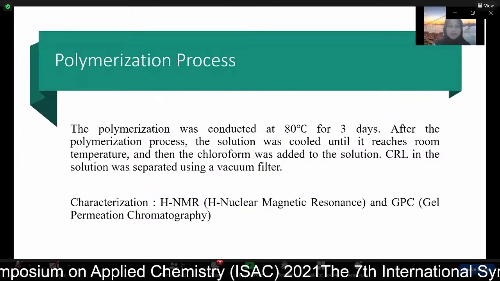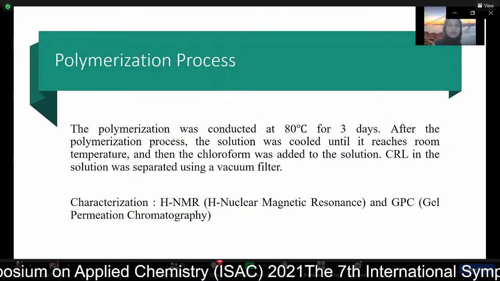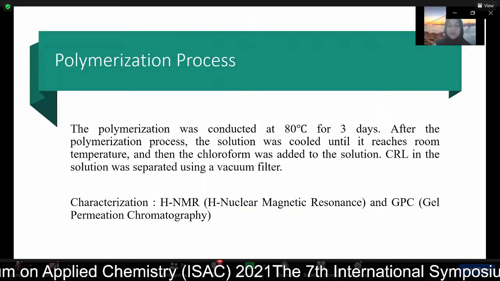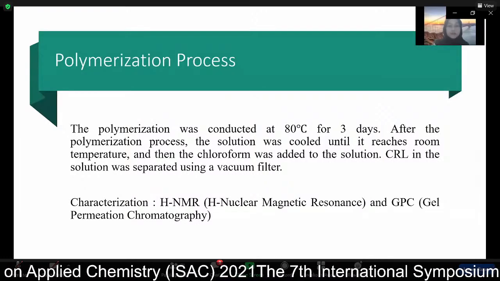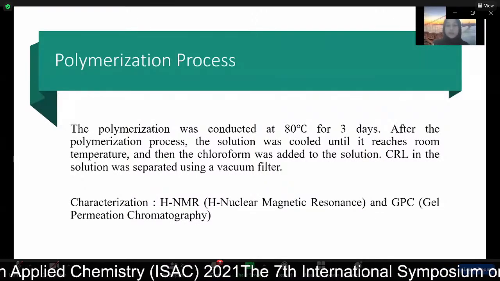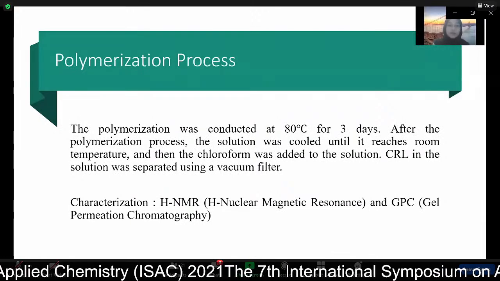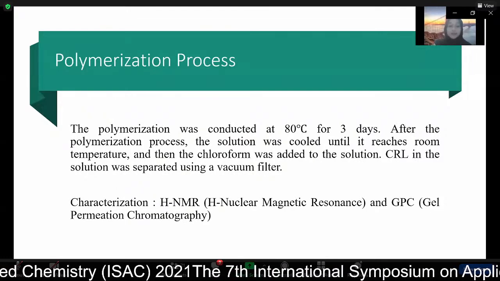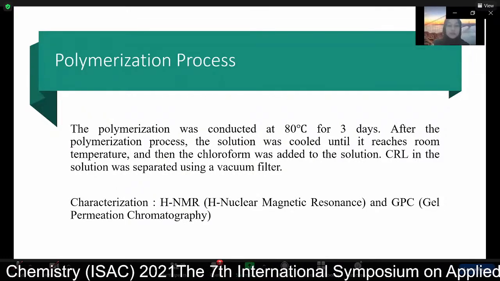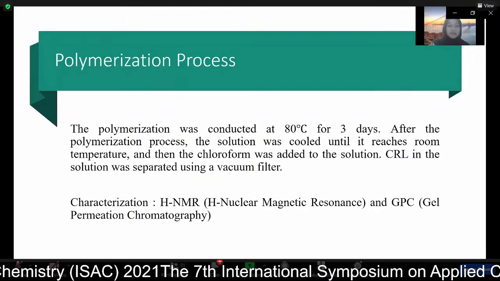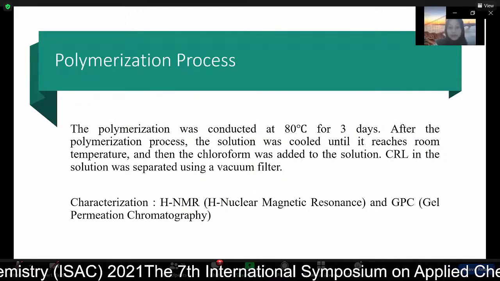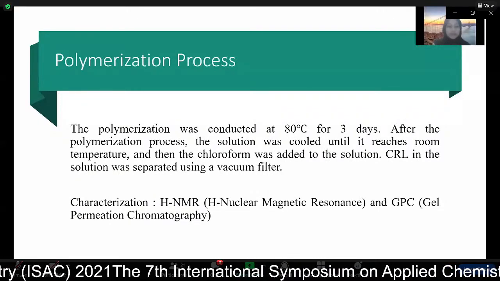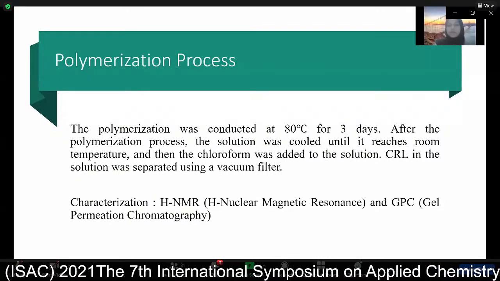After the polymerization process, the solution was cooled until it reached room temperature, and then chloroform was added to the solution. Candida rugosa in the solution was separated using vacuum filter. The polymer product was characterized using NMR to determine the PLA structure as well as to estimate lactate conversion and the number average molecular weight, or Mn, of the PLA, and GPC to determine the molecular weight of PLA.